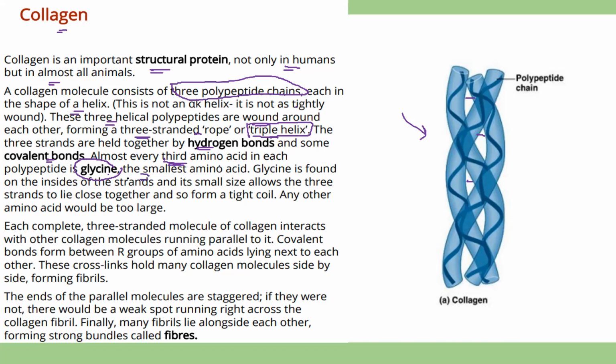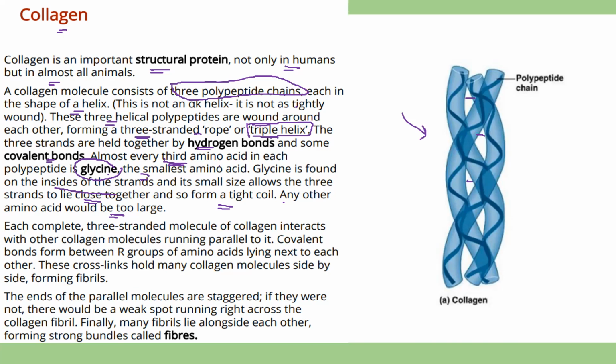ठीक है? Or glycines are generally found on the inside of the strands, and its small size allows the 3 strands to lie close together and so form a tight coil. So glycine, they're saying, will be found on the inside. Okay, so it forms a tight coil. Any other amino acid would be too large. So it is because of the size of glycine. Since it is too small, it can fit in. Okay, and it is actually better. Okay, this is what allows the 3 strands to lie close together.